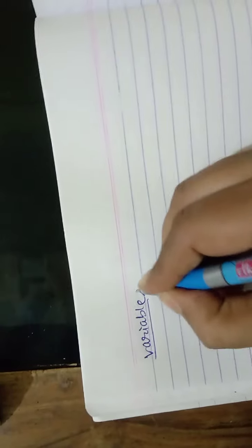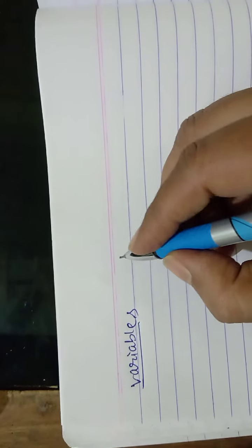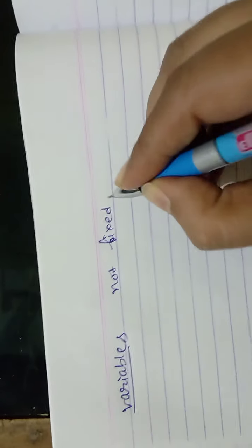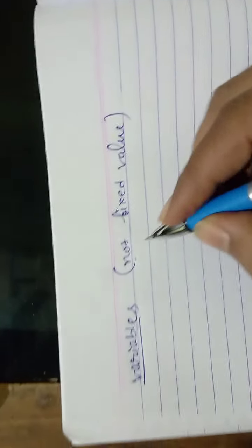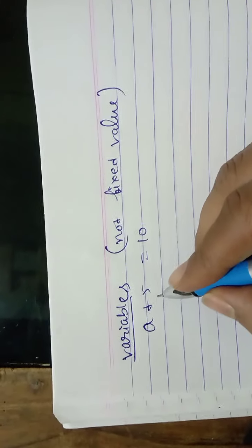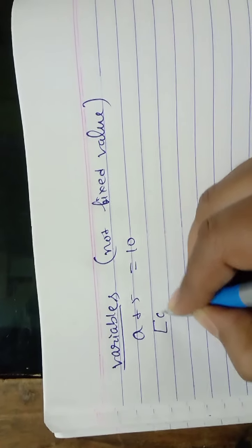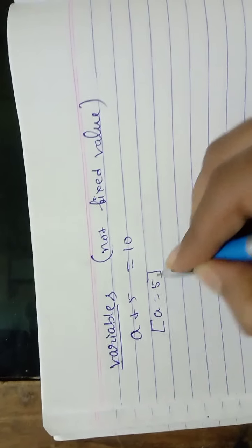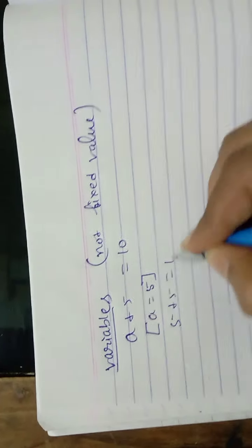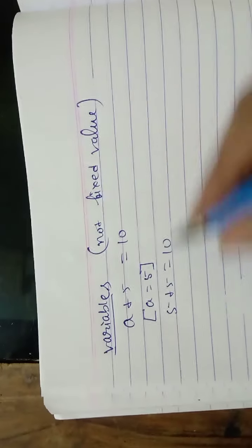First of all, I will take variables. As you have understood, variables don't have a fixed value. Suppose a plus 5 is equal to 10. So what can be replaced? Suppose I take a is equal to 5, then 5 plus 5 is equal to 10. So you can see the value of a is 5.